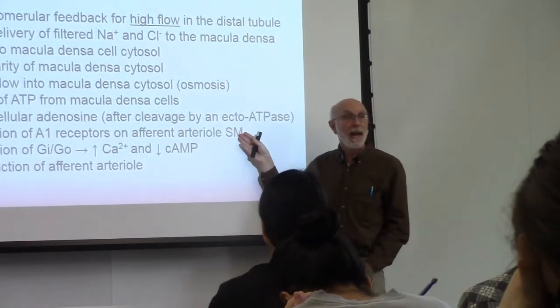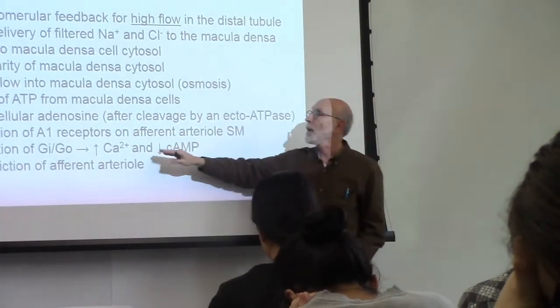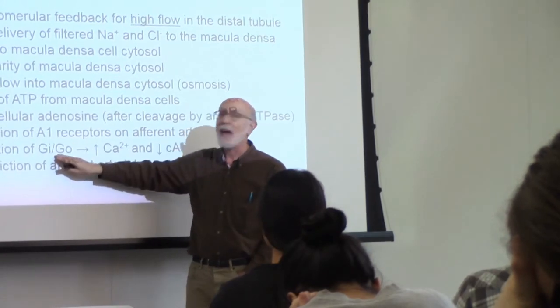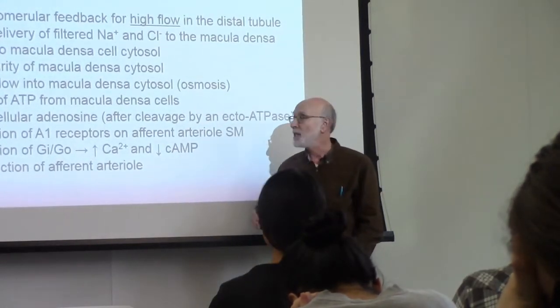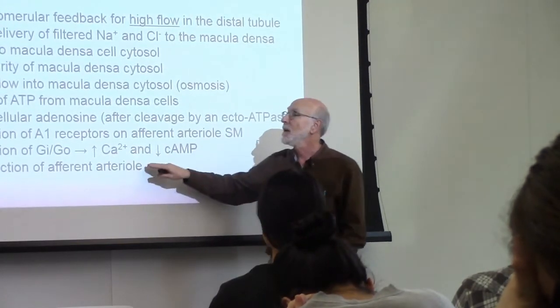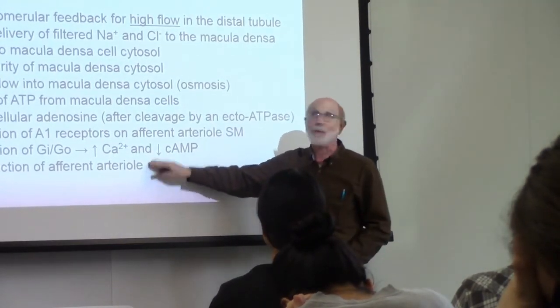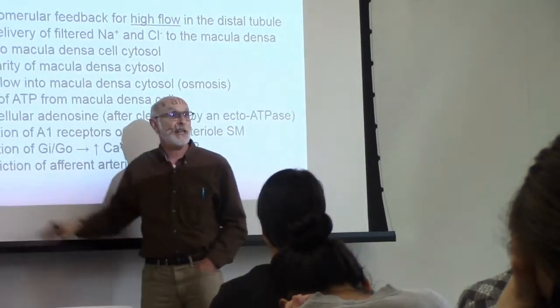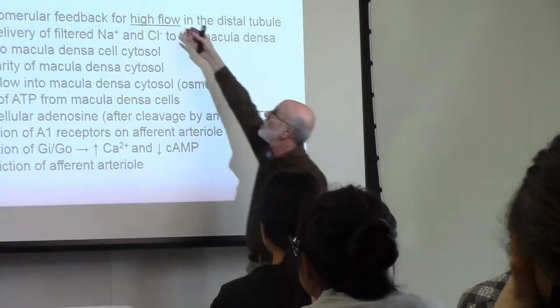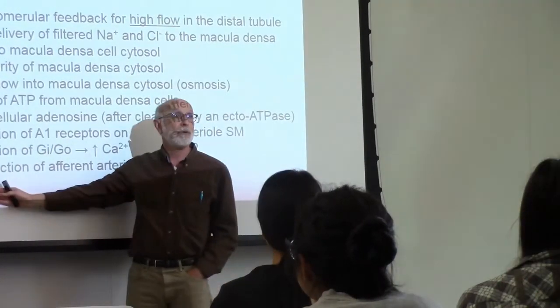It cuts off all the phosphates from ATP to adenosine, going from triphosphate to diphosphate to monophosphate all the way to adenosine. Adenosine is the ligand for the adenosine receptor. That activates a G-coupled receptor that leads to a decrease in cyclic AMP and an increase in calcium, constriction of the afferent arteriole, just like we saw above, and a decrease in GFR. So this is tubuloglomerular feedback. We started with high flow, so we're going to reduce GFR.